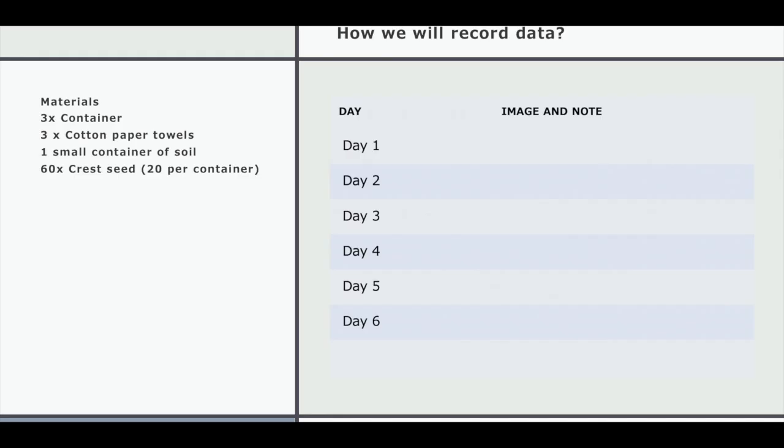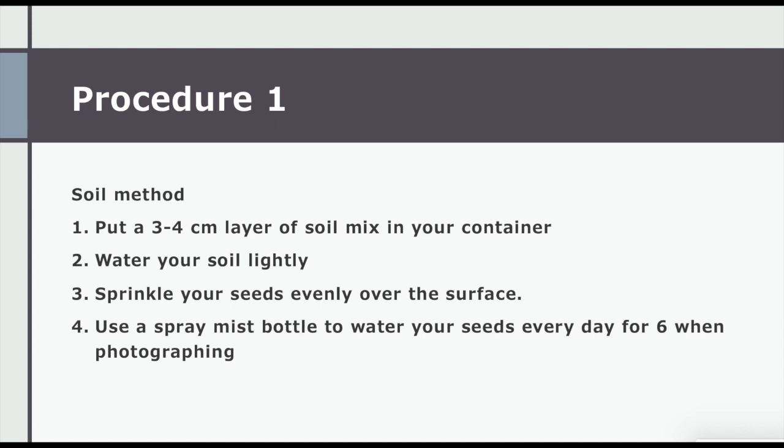We will need to design and produce an effective way to record our data. This has been chosen in a table where we have observations for 6 days and use photographs to display such. The materials include 3 containers, 3 cotton paper towels, 1 small container of soil, and 60 cress seeds, 20 per container. The procedure is as follows.